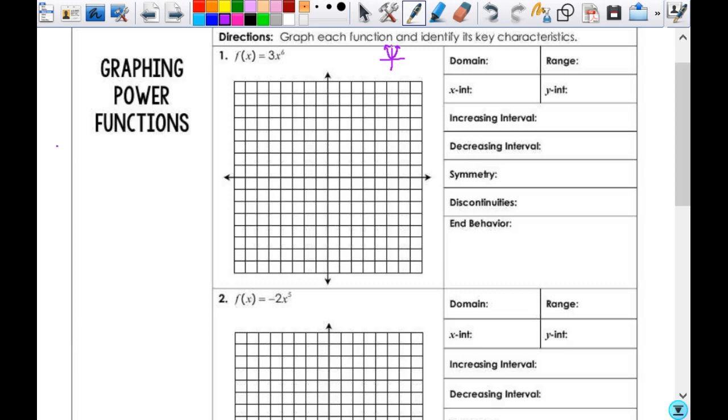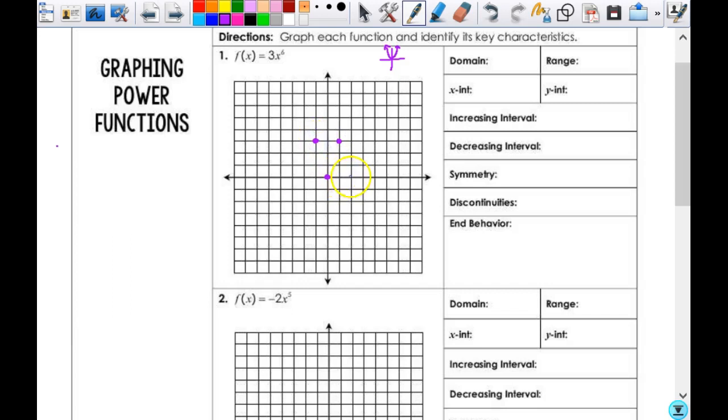So if I start with my anchor point at 0, 0, it's still just 0, 0, right? And remember, for any monomial or power function with an even exponent, my other two anchor points could be 1, 1 and negative 1, 1, right? So if I go to 1, 1, then I have a vertical stretch of 3, which just changes my y value to 3, and then I have symmetry over here.